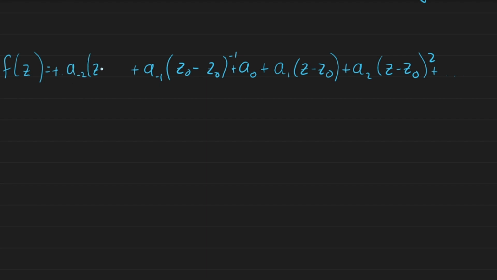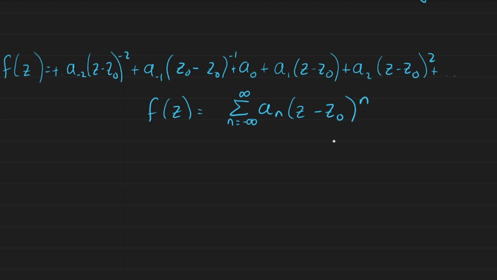Then we have z minus z naught to the power minus 2, and it carries on like that. So if we were to write a generic form of this Laurent series, what it would actually look like is f of z is equal to the sum where n goes from minus infinity to infinity of a n, these coefficients, into z minus z naught to the power n. So this series can be easily evaluated if we know these coefficients a0, a1, a2, a minus 1, a minus 2, and so on.